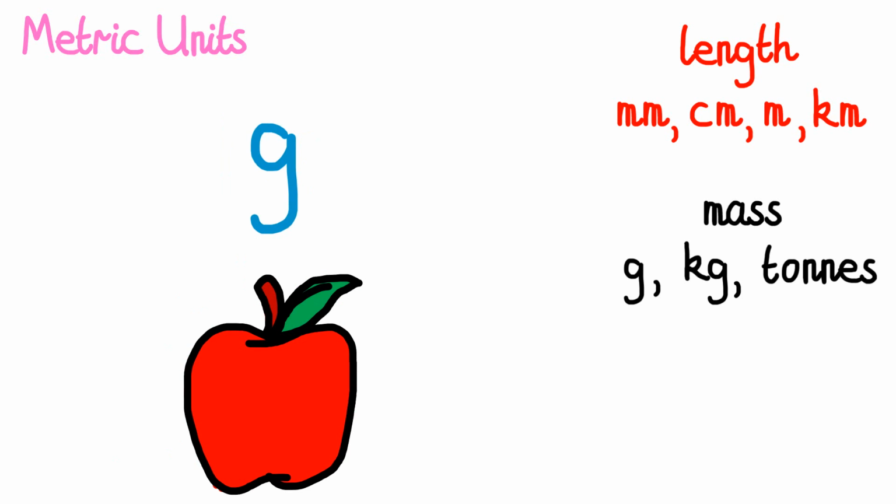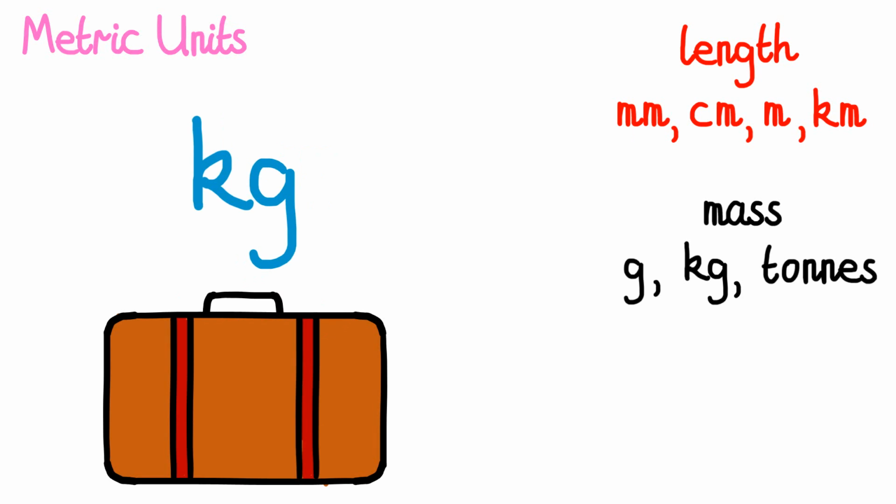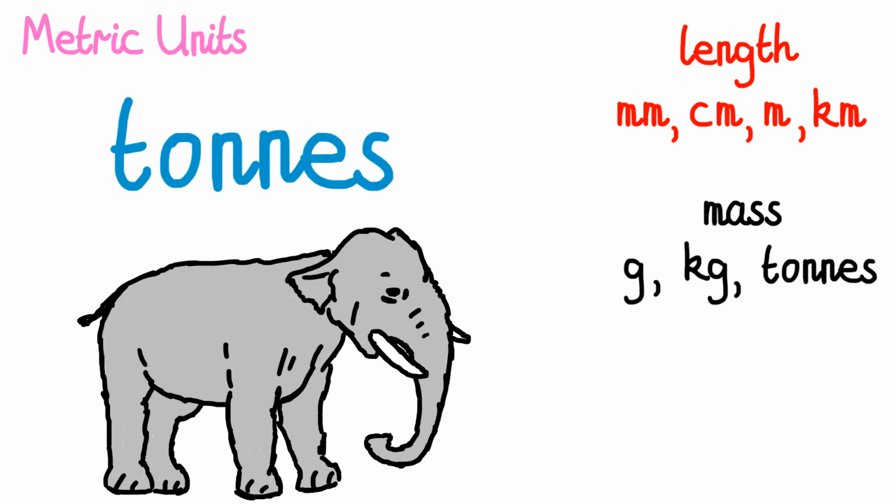We then move on to mass. The smallest unit of mass that's metric you need to be aware of is grams. You may use that to measure the mass of an apple. You then move up to larger items like kilograms. You could use this for perhaps your hand luggage going on holiday. And then finally large items you'd use tons, like an elephant.